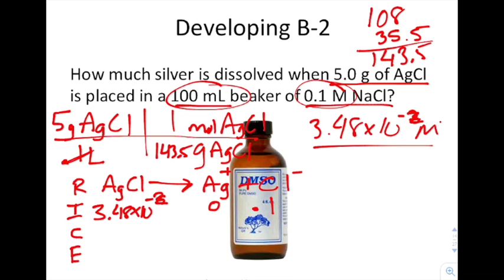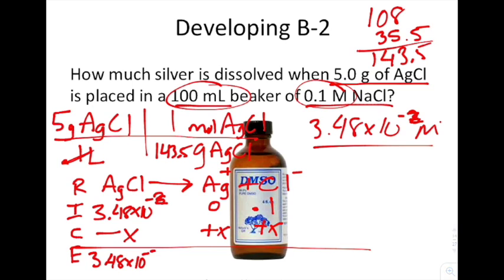So now our change is still going to be minus x for the silver chloride, and plus x and plus x here. So now you're going to get 3.48 times 10 to the minus second minus x. And then on the other side, we're going to have plus x and then 0.1 plus x.